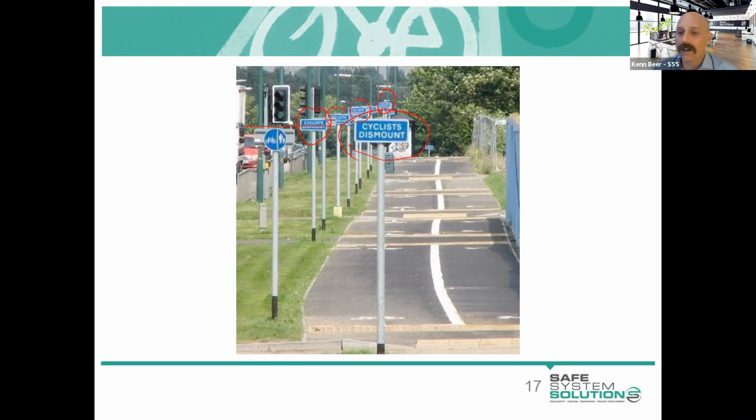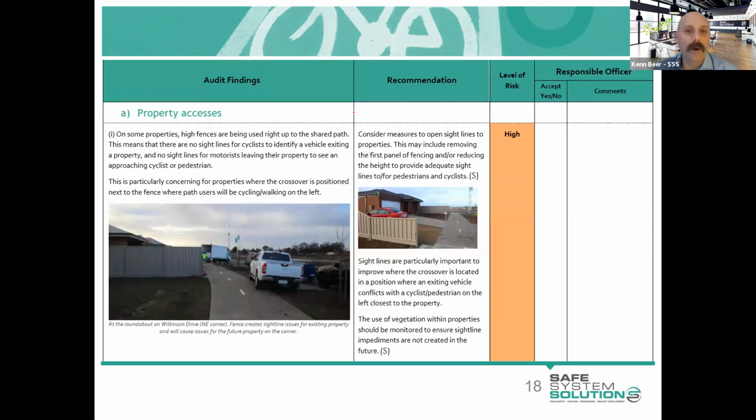So I'll just pop up a little audit finding of a somewhat similar issue, slightly different, but this was a new shared path facility that was being introduced in a big new subdivision. And one of the issues identified in the audit of this was that there were high property fences that went all the way up to the edge of the shared path, and there is the garage.